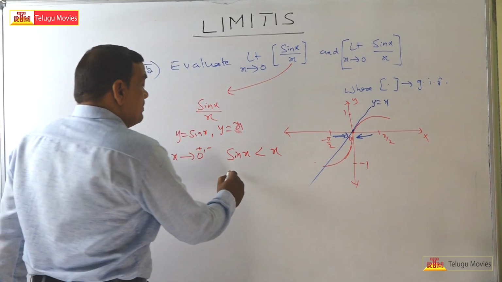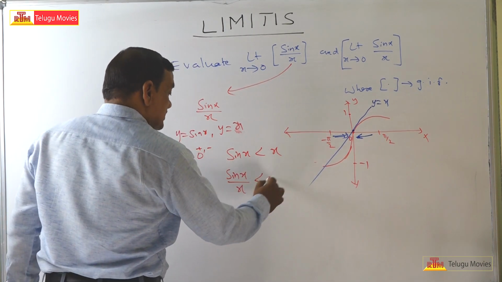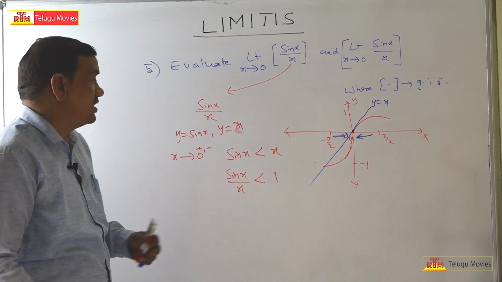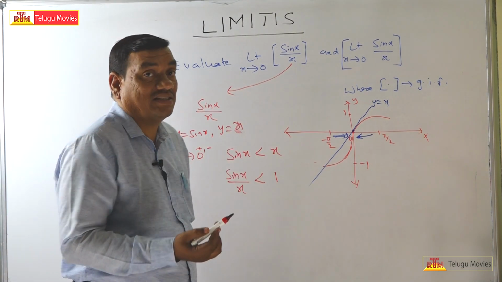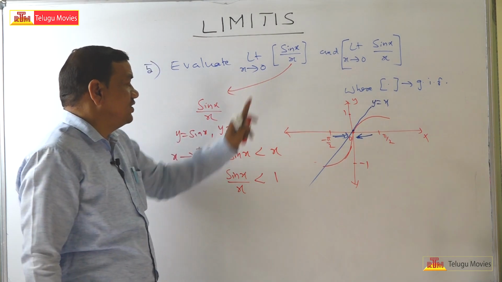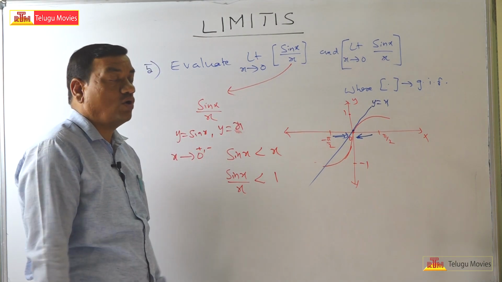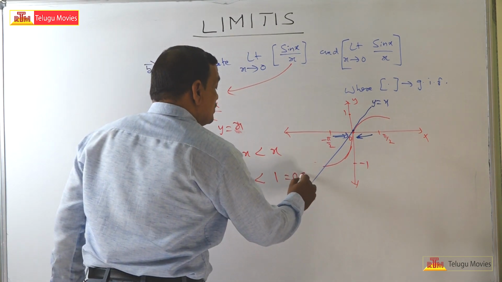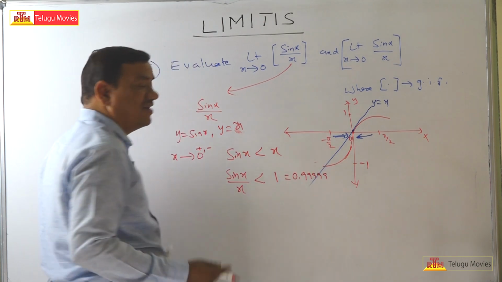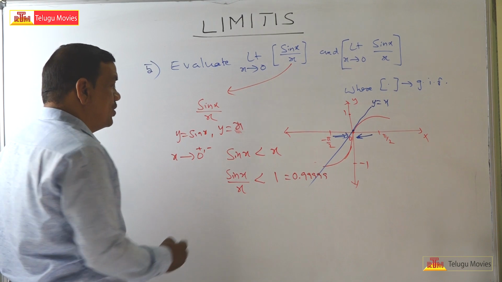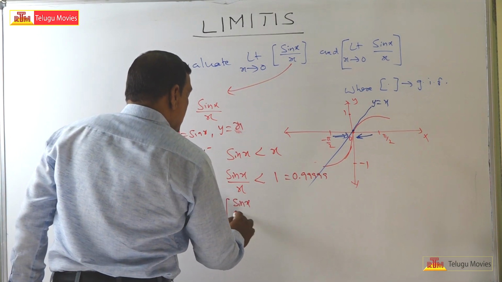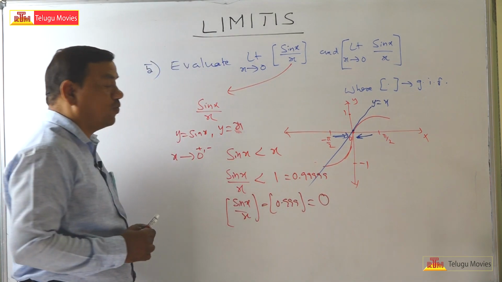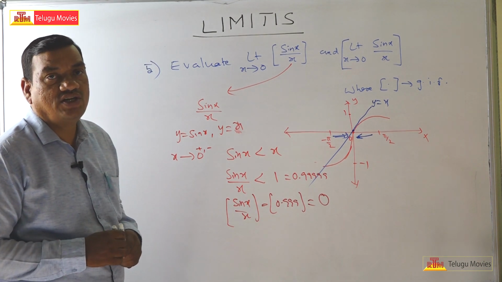Now that means sin x by x is less than 1. We can divide both sides by x, no problem, because as x approaches 0, x is not equal to 0. So sin x by x is less than 1, approximately 0.99999, not exactly 1. So the greatest integer of 0.9999 is 0. Understand this concept?